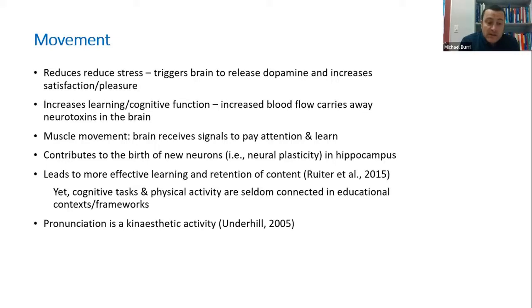Movement is very important because it leads to this. Generally, and in mainstream education particularly, there are quite a lot of scholars that say movement leads to more effective learning and retention of new content. But in education, and I think in language teaching too, cognitive tasks and kinesthetic activities are not connected well, to be diplomatic. And that's a shame because, as many of you know, as Underhill says, pronunciation is a kinesthetic activity. So we need to make that bridge. It's very important. Next slide, please.